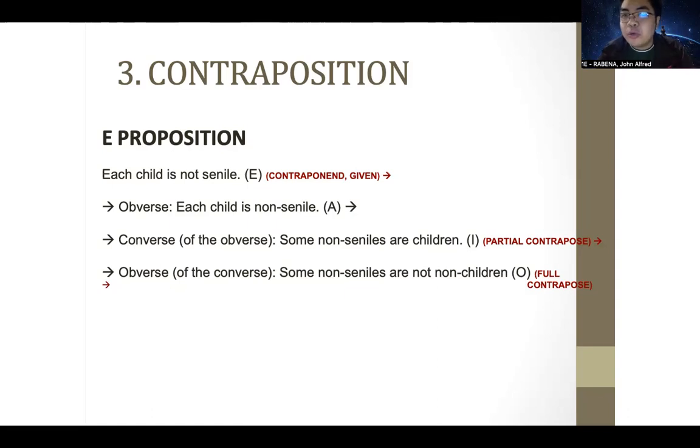Now, to get the full contrapose, we need to get the obverse of this converse. Three steps: obverse, converse, obverse. So the obverse of some non-seniles are children. How do we get the obverse? We change the quality and then contradict the predicate. Take note here, in some non-seniles are children, the quality is positive. So we need to change it to negative. It will become are not. And then contradict children. It will become non-children. So the final result would be some non-seniles are not non-children.